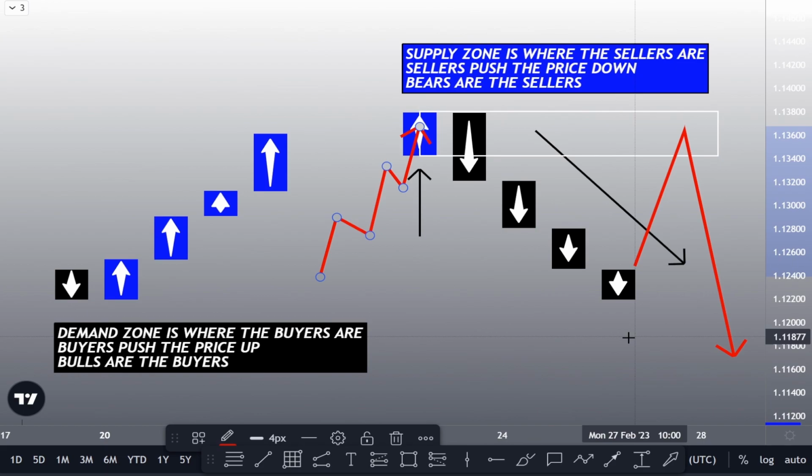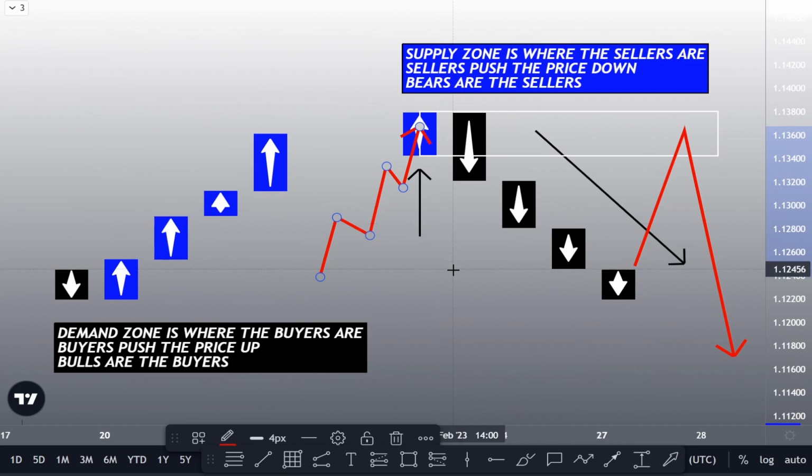This is the evidence that at this level is where the supply zone is. This is the evidence that the sellers are at this level. Before this happened, we have no idea where the sellers are. So the evidence that the sellers are in this level right here is the fact that we had a change in direction. The price was going up. Suddenly the price changed direction in a strong, bearish manner. This means that this first candle is where the supply zone is.